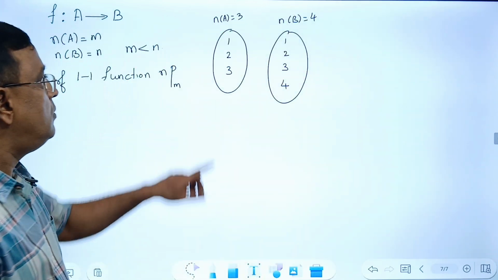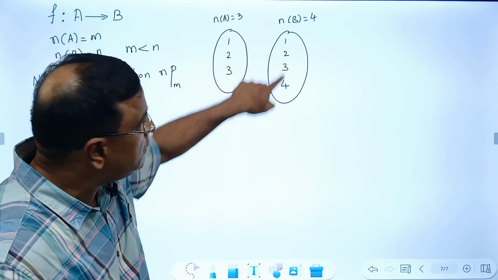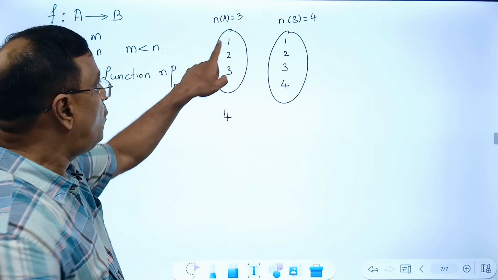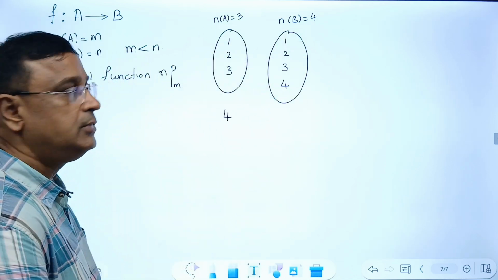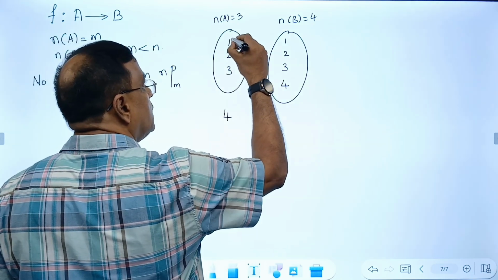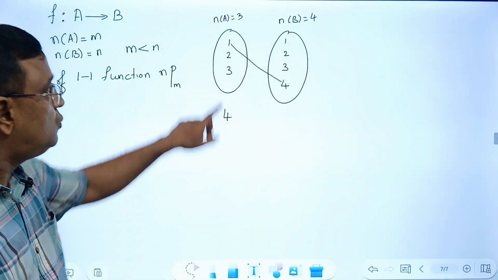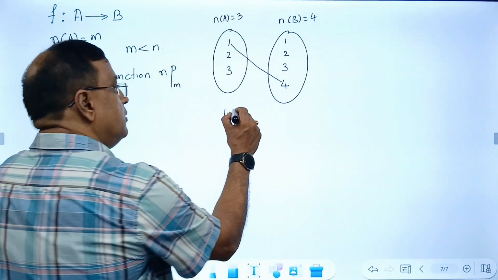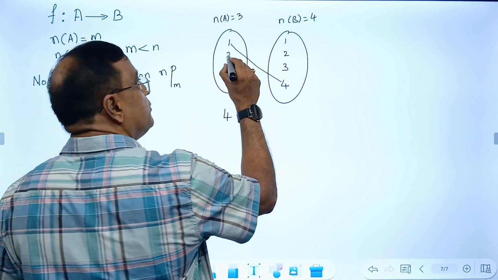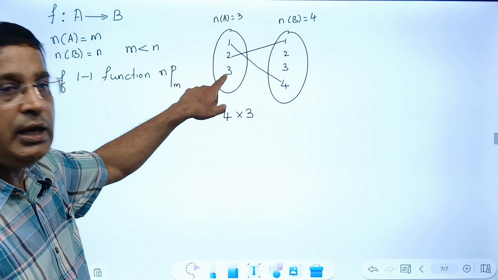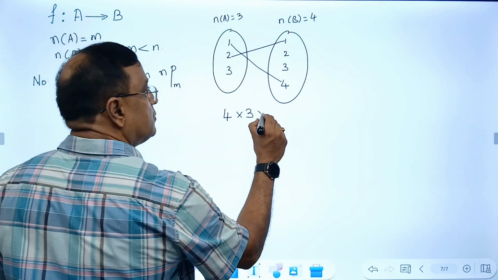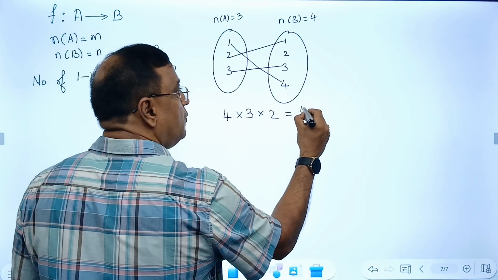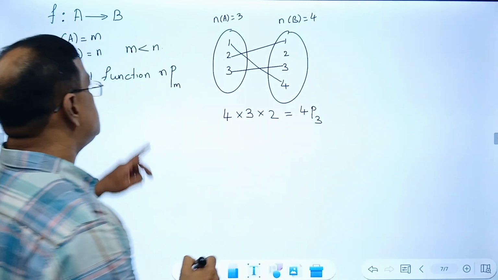Now this 1 can go to any of these 4 elements. So there are 4 ways it can go. Let us assume 1 has gone to 4. Now 2 can go to any one of the 3 remaining elements, so there are 3 ways of doing it. Let us assume 2 goes to 1. Now 3 can go to any of the 2 remaining elements, so there are 2 ways. So 4, 3, 2 is nothing but 4P3. That is exactly what I wrote here.